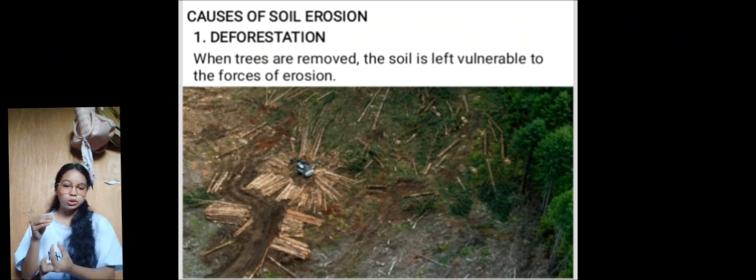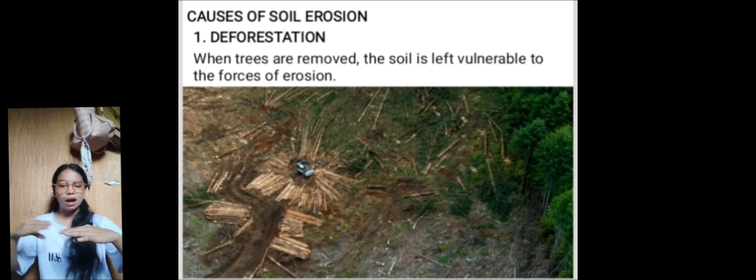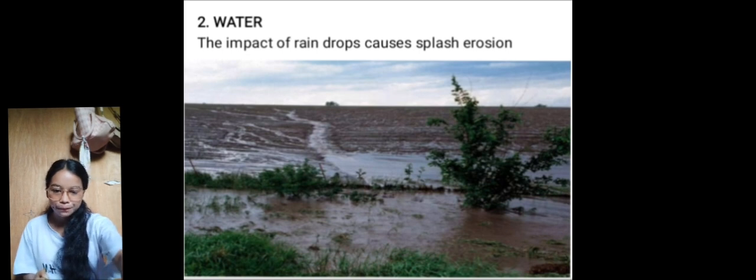Because the roots of plants are what strengthen the soil. So when the trees are removed, it causes erosion. The soil becomes finer and more vulnerable to force. So that is one cause of soil erosion, deforestation, which is also man-made, because we humans are the ones who do it. And then the second one is water.